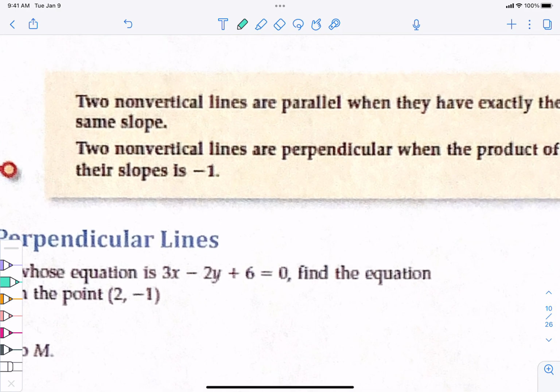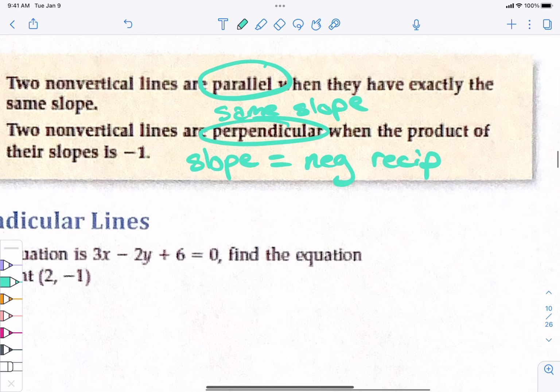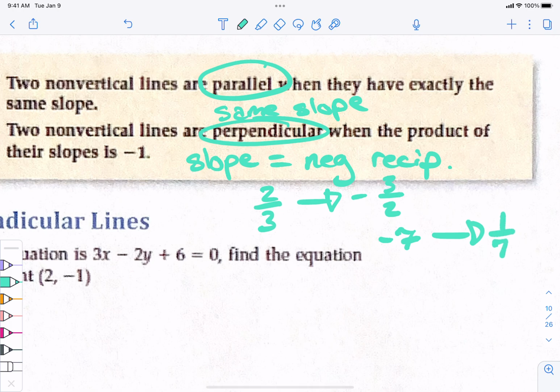Parallel versus perpendicular lines. Circle the word parallel. If two lines are parallel, they have the same slope. If two lines are perpendicular, they have a slope that is the negative reciprocal, okay? So like if I have 2/3, the negative reciprocal of that would be negative 3/2. What if it's negative 7? Positive 1/7 would be my slope. Does that make sense? Those are examples of that.